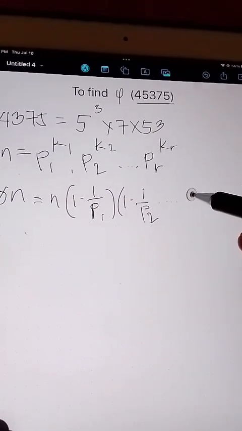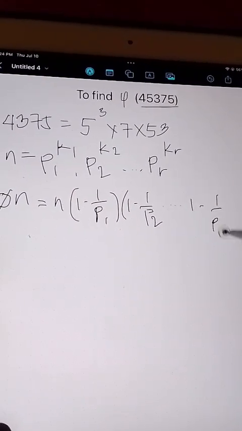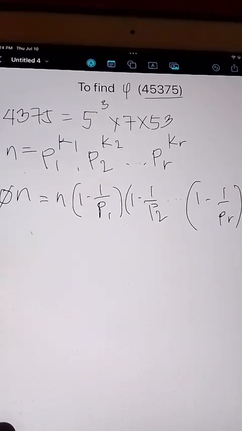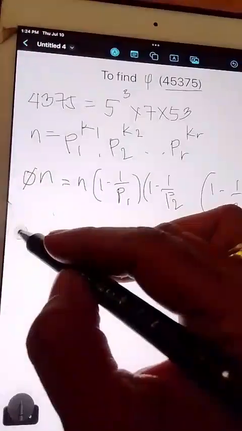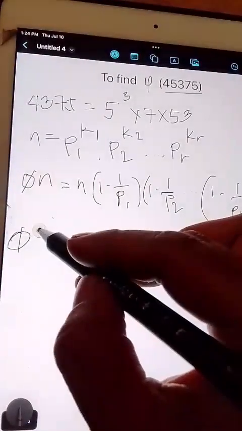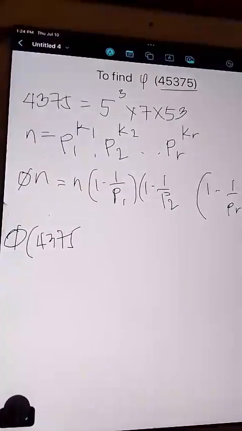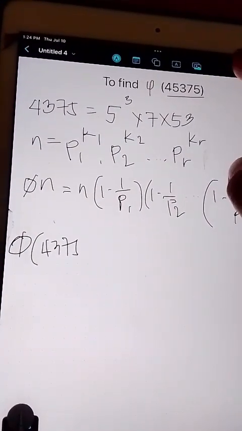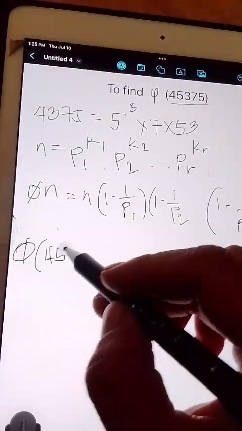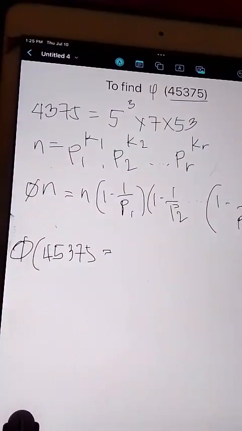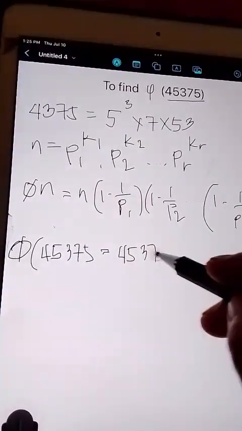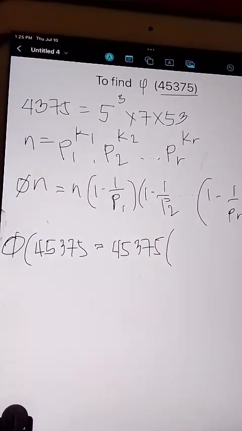So this would be the formula, no? And 1 minus 1 over p_r. So applying this formula to 45,375, let's substitute now. So we have φ(45,375) is equal to 45,375. So we just copy this formula.